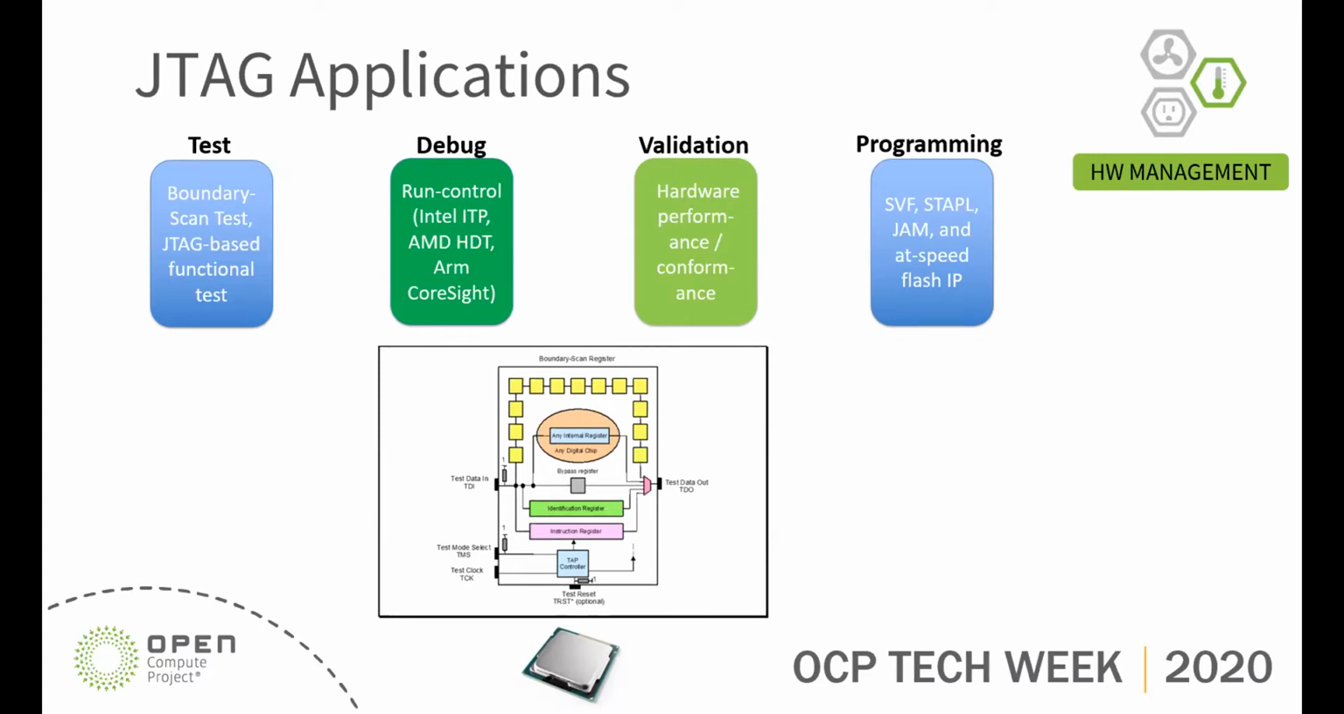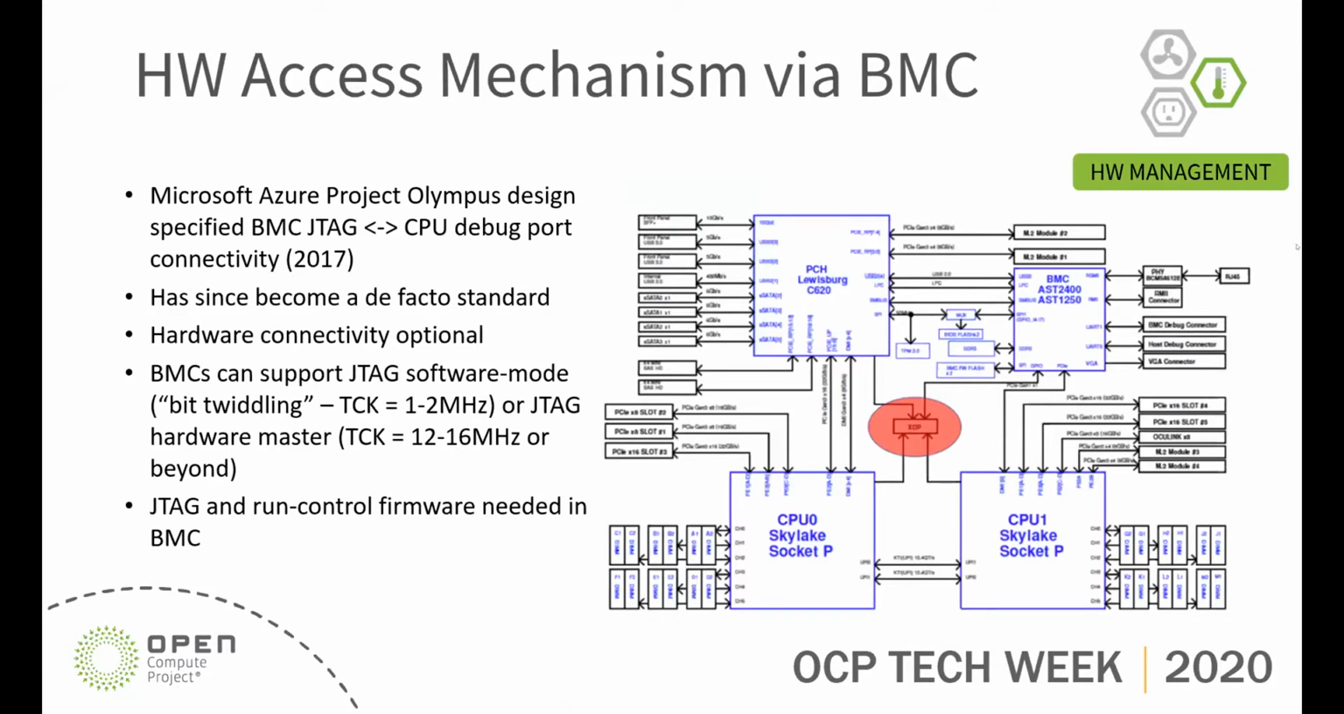For validation, you use JTAG to access logic within the chip to perform hardware performance and conformance type validation or testing, and I'll give some examples of that in a bit. And then finally programming, since you can serially or in a parallel fashion shift data in and out of those pins, the yellow boxes in the diagram, you certainly can program downstream components using JTAG, and that's quite a common use case or a common application. All enabled by that simple technology, which is still around and still going strong.